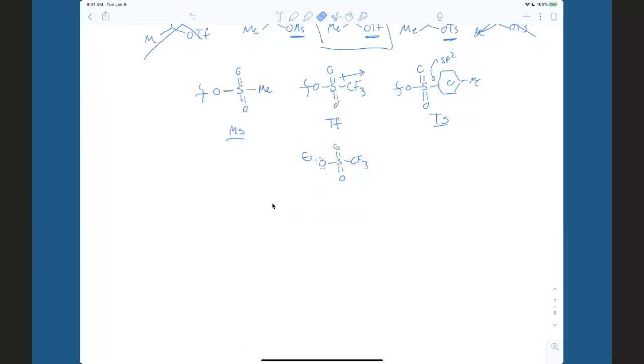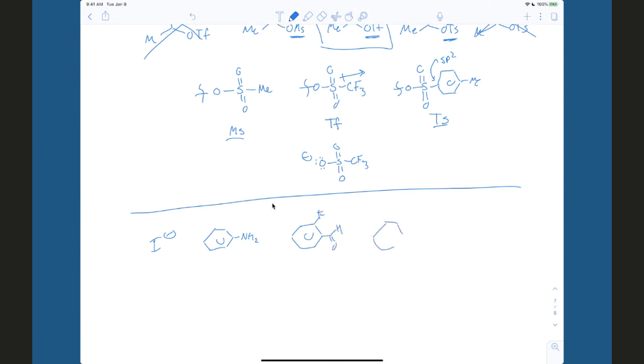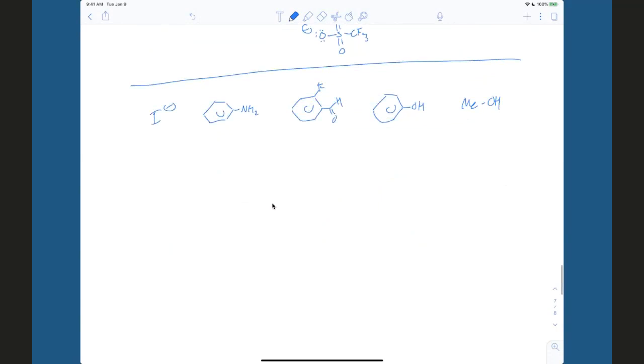This is asking which is the least likely to be a nucleophile, and we had iodide. And this question came from topic two, I believe. We have phenol. Oh, my handwriting fails whenever I'm not looking down at my screen.